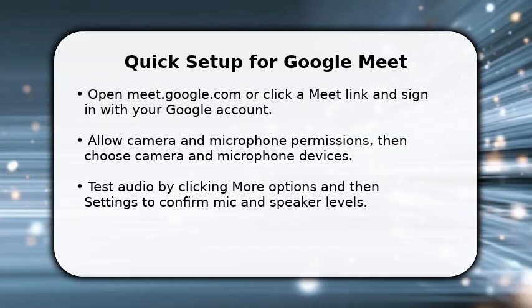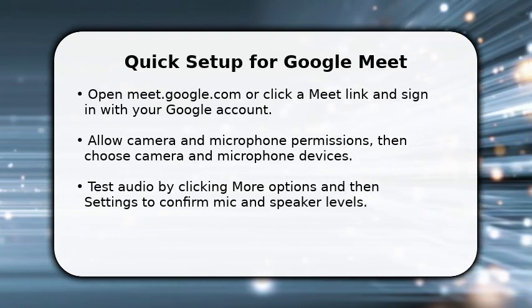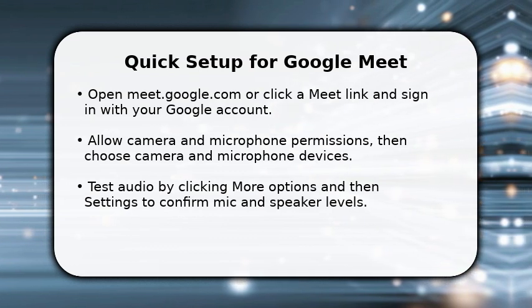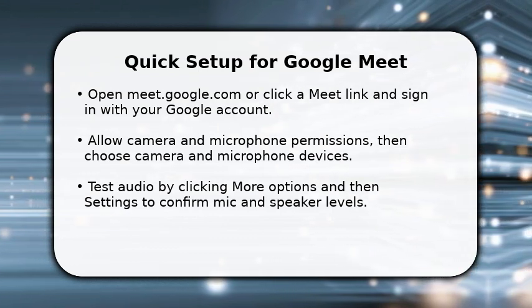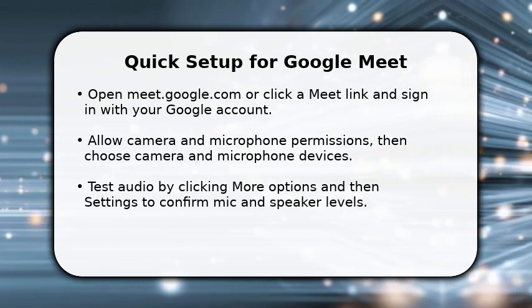Open Meet, Google, or click a Meet link and sign in with your Google account. Choose Join Now or Present to start your meeting immediately. Allow camera and microphone permissions when the browser prompts you to enable them.